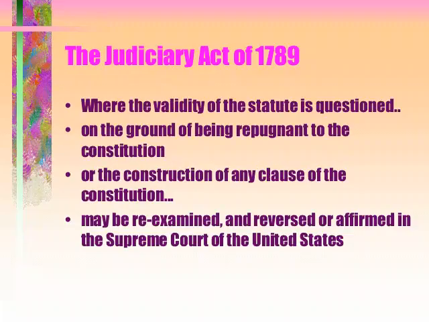The Judiciary Act of 1789. This was basically the precedent for being able to overturn illegal laws that violate the Constitution. Basically it reads, where the validity of a statute is questioned on the ground of being repugnant to the Constitution, meaning in violation, or the construction of any clause of the Constitution may be re-examined, reversed, or affirmed in the Supreme Court. Laws can't be vague, and they can't violate any of the Bill of Rights.